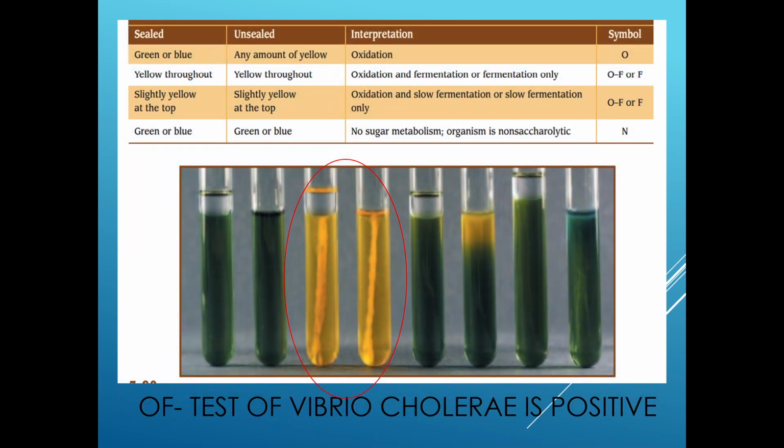For example, the OF test, the oxidation-fermentation test, helps us understand this, and it will be positive. You see a yellow color. Principle: this reaction shows the fermentative activity of Vibrio cholerae on glucose in aerobic and anaerobic conditions. The oxidation-fermentation reaction, the Hugh-Leifson test, will be positive.